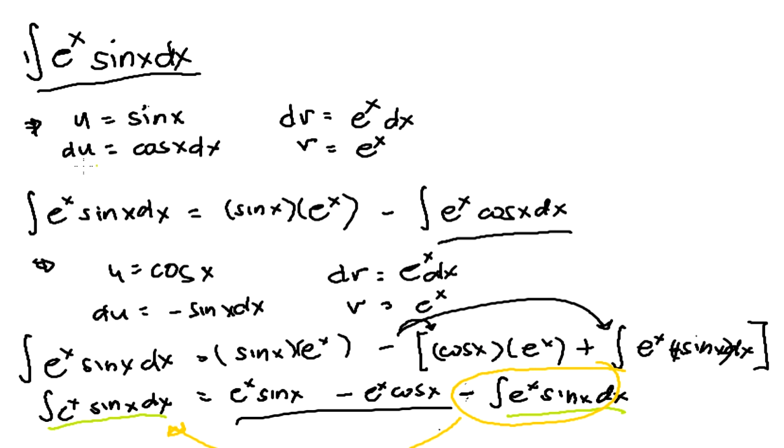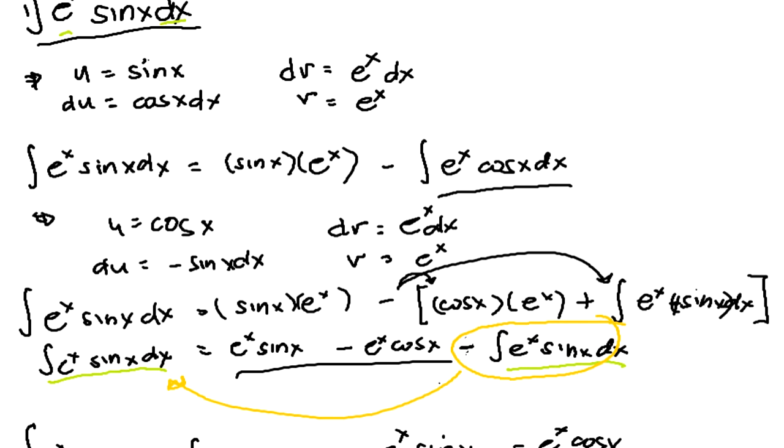Let's review once again. Our problem is that we have e to the x sine x dx, and using integration by parts, we need to assign u and dv, and we chose that u is equal to sine of x and dv is e to the x dx. So we've got the derivative of u and the integral of dv, and then we apply the formula, which can also be written as uv minus integral of v du.